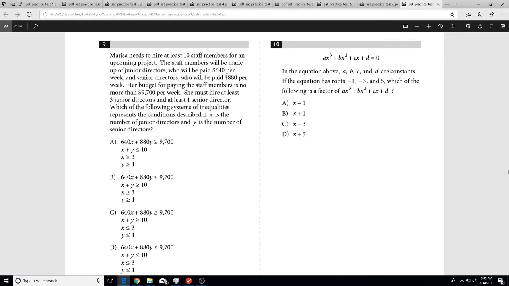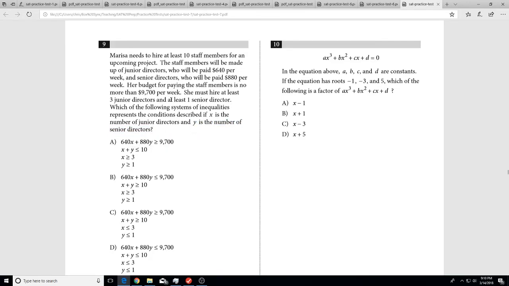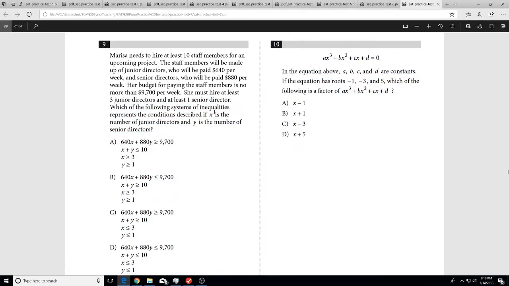She must hire at least, so at least means this number or more, so she must hire at least 3 junior directors and at least 1 senior director. So I have to have 1 or more senior director, and 3 or more junior directors. Which of the following systems of inequalities represents the conditions described if X is the number of junior directors and Y is the number of senior directors? Okay, so if Y is the number of senior directors, and I have to have at least 1 senior director, I know Y must be greater than or equal to 1.